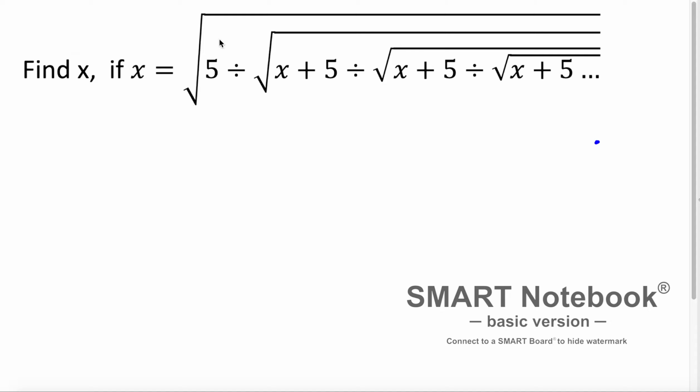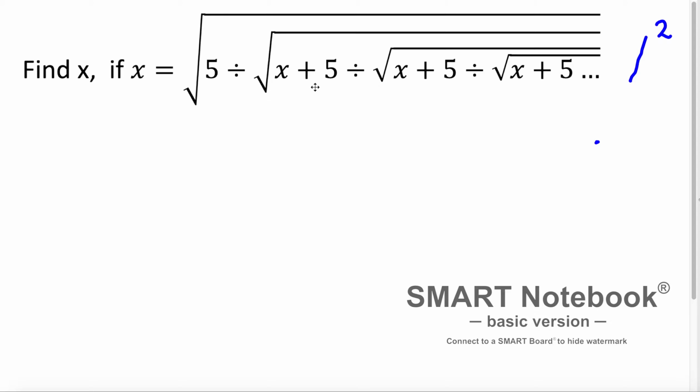x is equal to the square root of 5 divided by the square root of x plus 5 divided by the square root of x plus 5 divided by the square root of x plus 5, and it goes to infinity. So as the first step, we can square this equation on both sides.